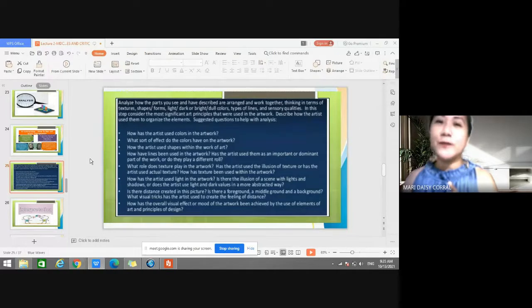How are these principles being employed? How do you look at those lines? How do you look at those textures? How do you look at harmony? Where is harmony in that particular art? You're trying to make meaning already by analyzing. So that's the analysis, the second step in trying to come up with a judgment.